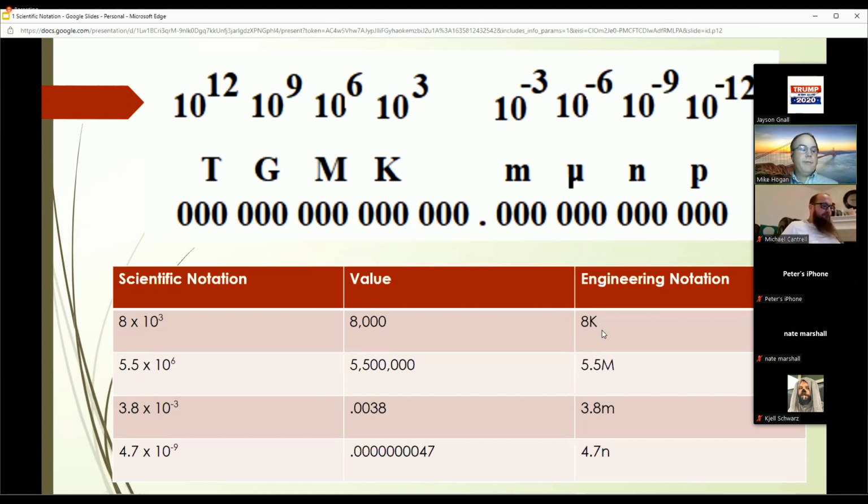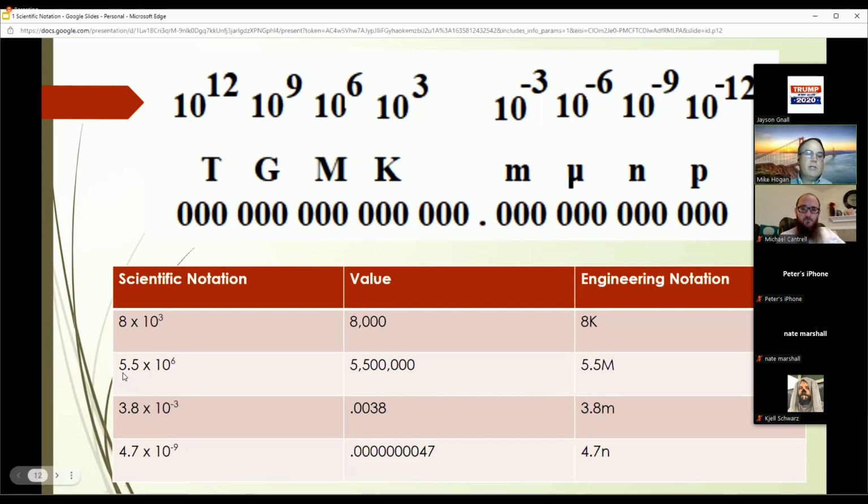You're signed up for a local run, 5K, right? Well, what does that 5K actually mean? Well, that 5K is actually 5 times 10 to the 3rd meters, or 5,000 meters.